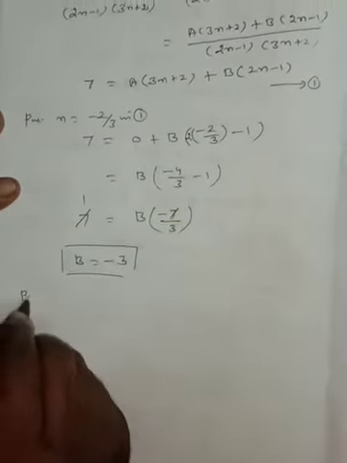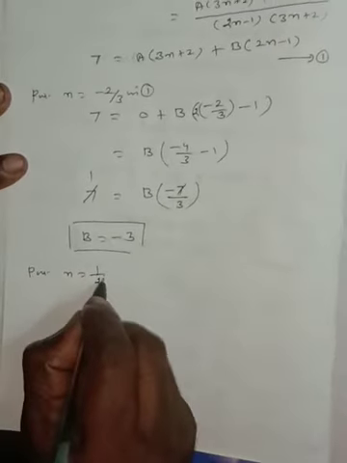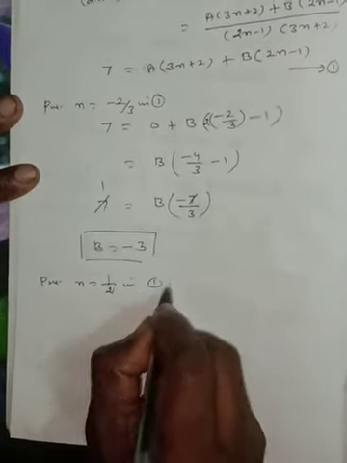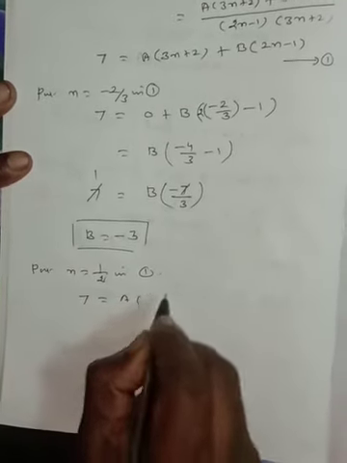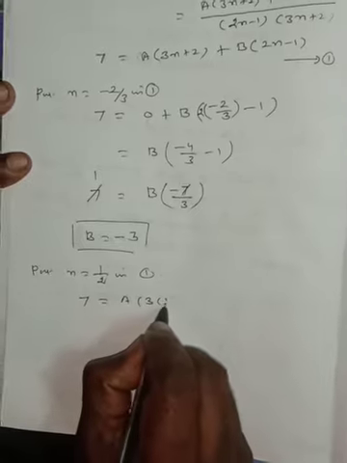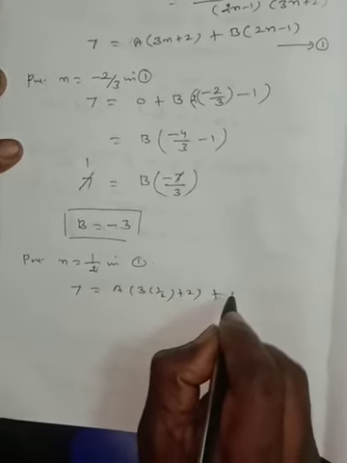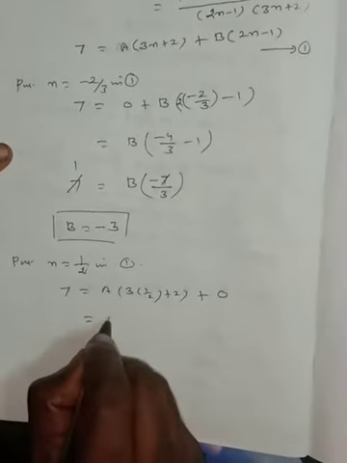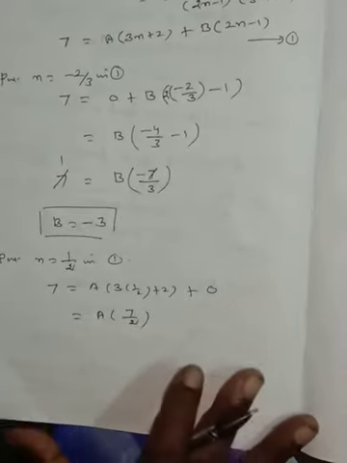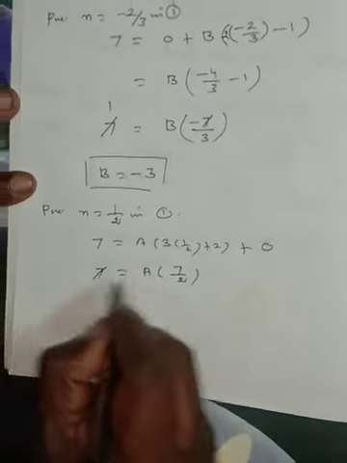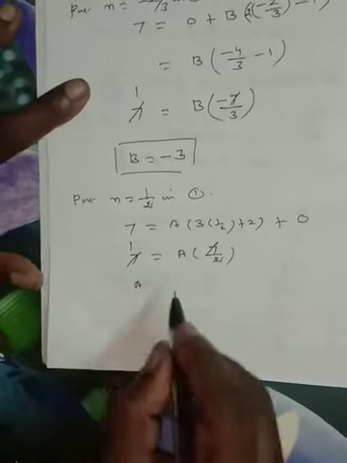Substitute x is equal to 1 by 2 in equation number 1. We have 7 is equal to a into (3 into 1 by 2 plus 2) plus 0, which is a into 7 by 2. 7 and 7 cancel. A is equal to positive 2.